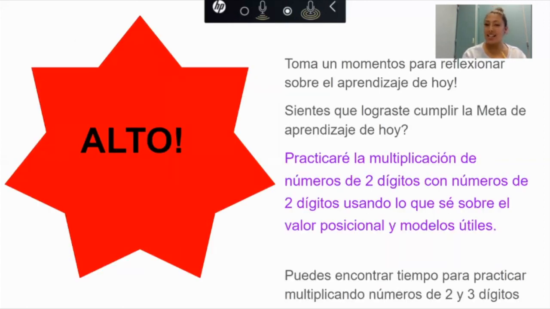Ok, guys, ya llegamos al final. Toma un momento para reflexionar sobre el aprendizaje de hoy. ¿Sientes que lograste cumplir la meta de aprendizaje de hoy? Lee la meta de aprendizaje conmigo otra vez. Practicaré la multiplicación de dos números de 2 dígitos con números de 2 dígitos, usando lo que sé sobre los valores posicionales y modelos útiles.